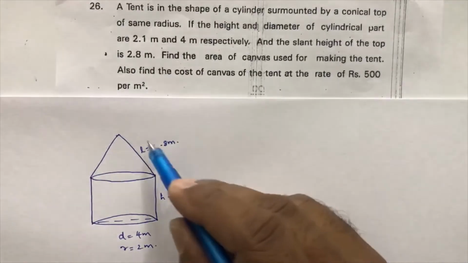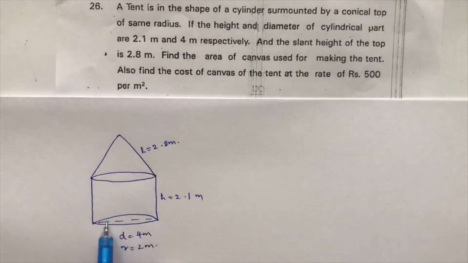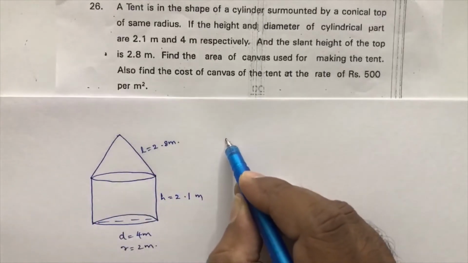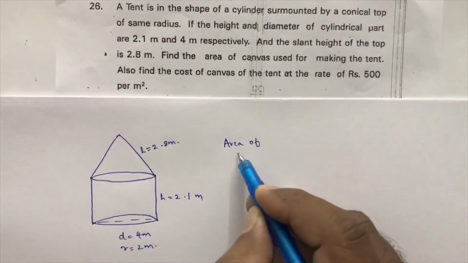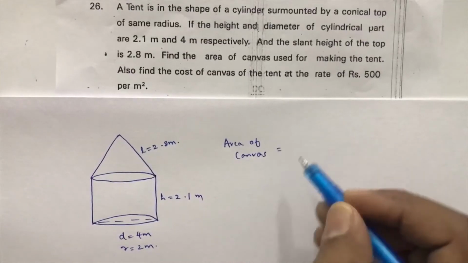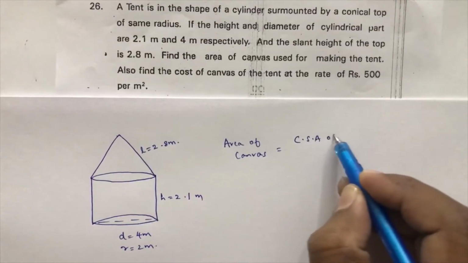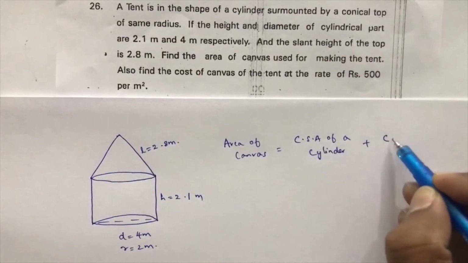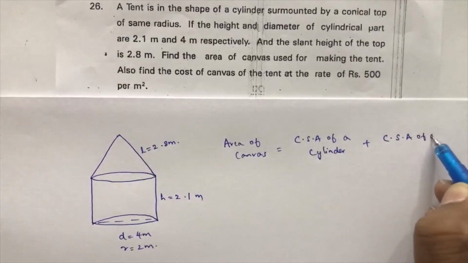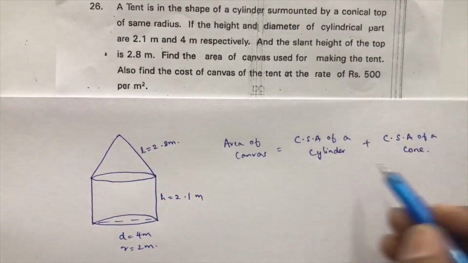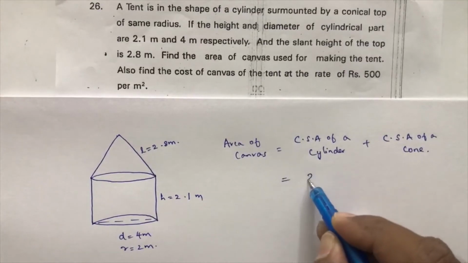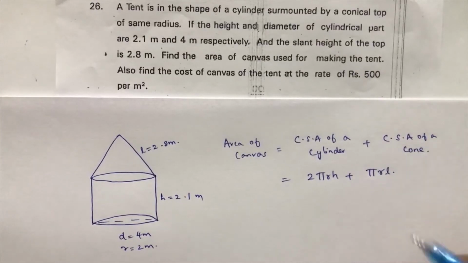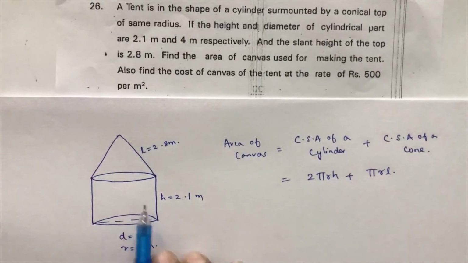To find the area of the canvas, the base will not be included, and this part will not be included either. So we just need to find the curved surface area. Area of canvas is the curved surface area of a cylinder plus the curved surface area of a cone. The curved surface area of a cylinder is 2 pi R H and of a cone is pi R L. Now all the values are in the diagram.